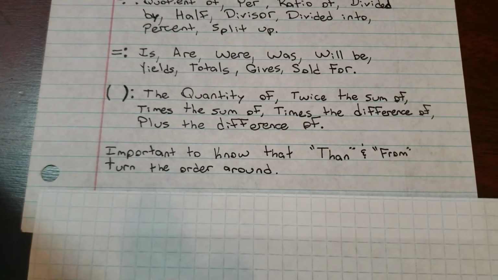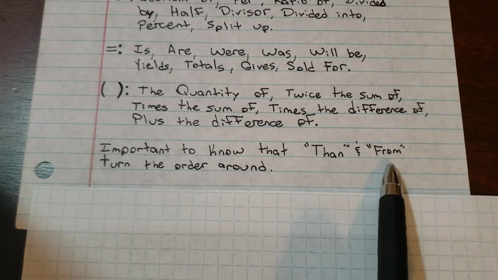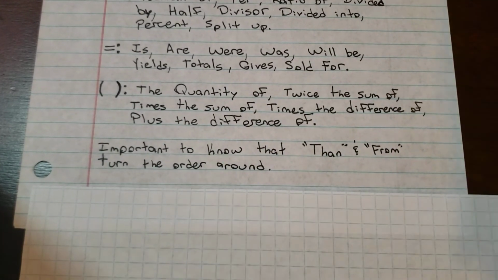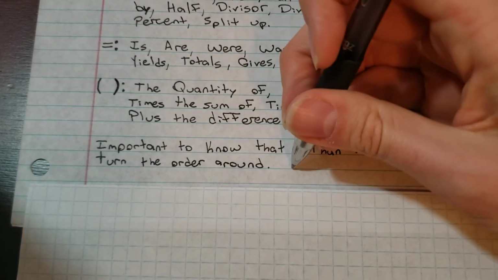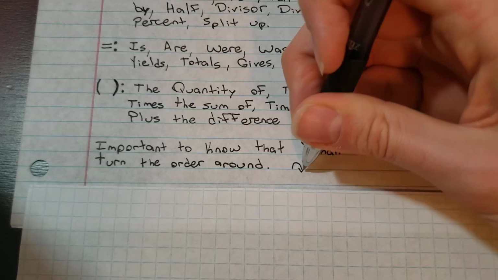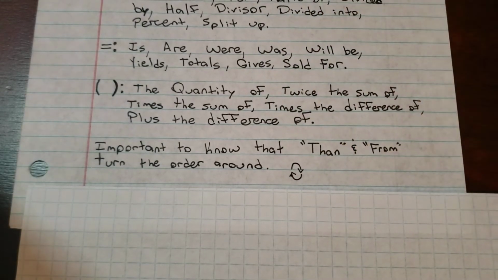And I have an example for this last one. It's important to know that whenever you see than and from, you switch the order around. Whenever I see one of these words, I'll just draw these little arrows indicating that I'm going to change the order. Here's what I mean by that.